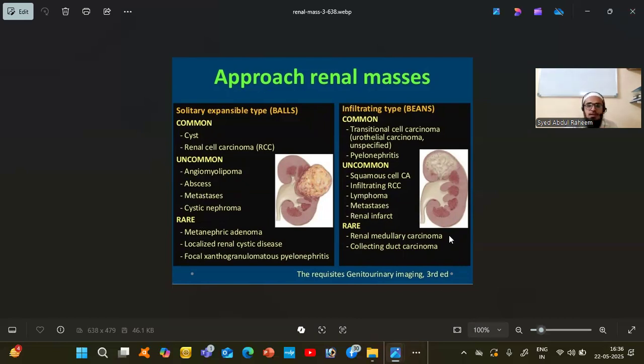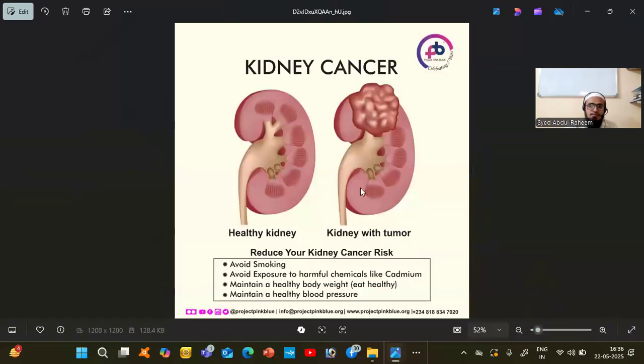Next, you can see here renal cancer. The last stage of cyst, pyelonephritis, renal cyst, renal mass, renal cancer. Okay, the most common risks, what are those? Smoking, exposure to harmful chemicals like cadmium. So what do you have to do? You have to maintain a healthy body weight, eat healthy, and maintain a healthy blood pressure. So all these are the common diseases.